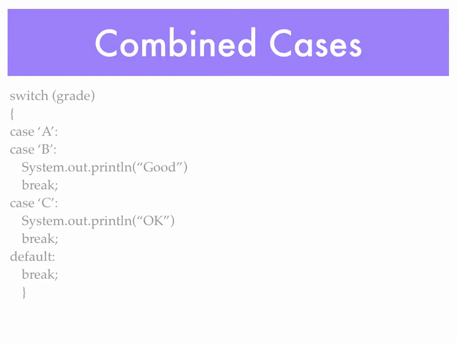We can combine some of the cases as we do here. Here we have a switch statement. The controlling expression is again grade, a character, and we have a case A and a case B. If the grade is either A or B, we will print out good and break. If it's C, we'll print out OK and break. If it's not A or B or C, we'll go to the default and break out. Notice that case A and B cascade. So if grade is either A or B, we'll execute the code associated with those two values and then break.